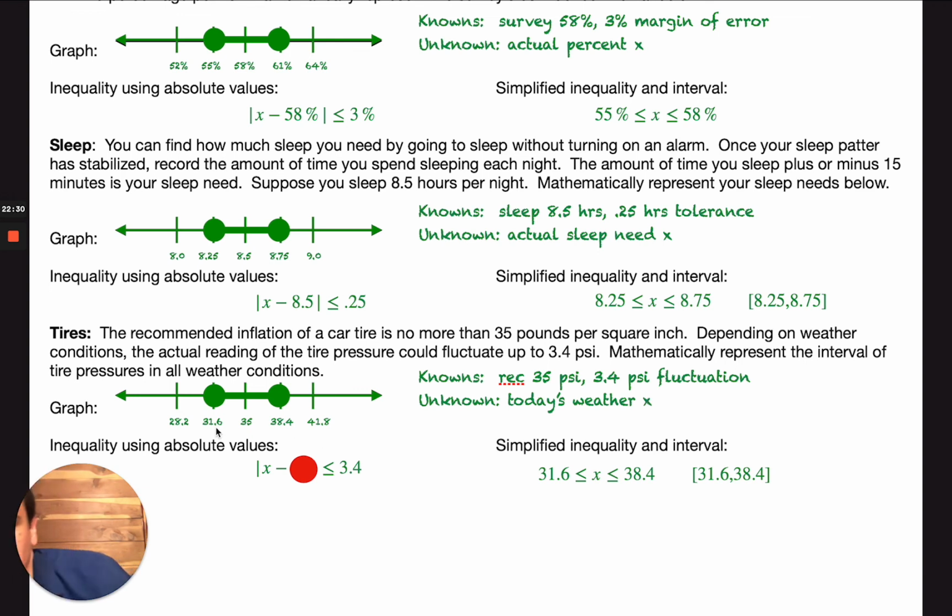If you're going to put that on a graph, you can see that the recommendation is in the middle, 35, and it fluctuates up and down. 3.4 higher up to here, 3.4 lower down to here. If you want to turn that into an inequality, it would look like this in between the two numbers, and the interval would look like this. And so what I'd like you to do is try and figure out what's underneath the red dot, and I hope you do well. I think you can figure it out based on the pattern.